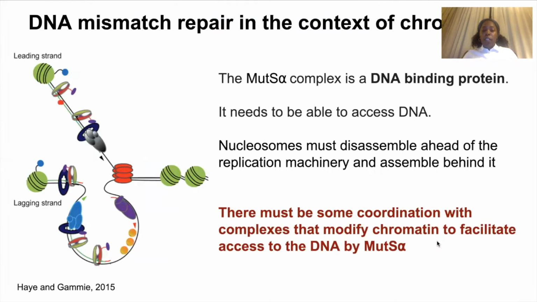Because MUT-S alpha is a DNA binding protein, it needs to be able to access the DNA. So nucleosomes ahead of the replication fork and behind the replication fork are disassembled to give MUT-S alpha better access. Therefore, there must be some coordination with complexes that modify chromatin to facilitate access to the DNA by MUT-S alpha.